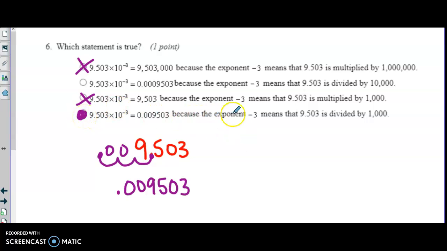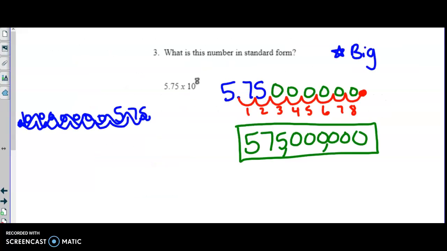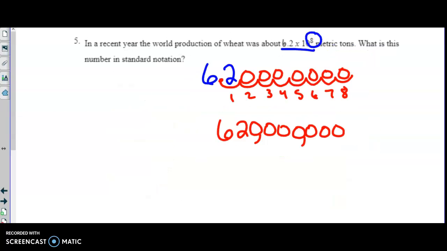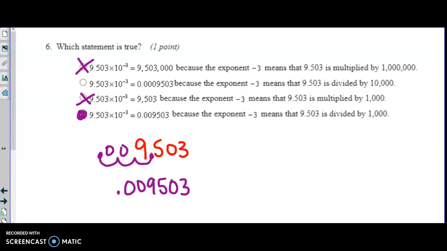And they said because the exponent -3 means that you are dividing by 1,000. And that's referring back to this very first chart that I put up here. When you have an exponent of -3, you are dividing by 1,000. Let me see. Yep, that was it.